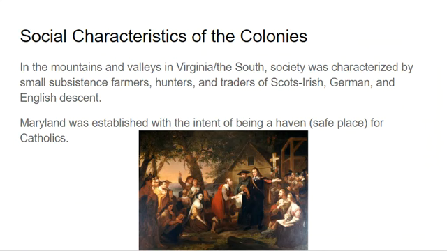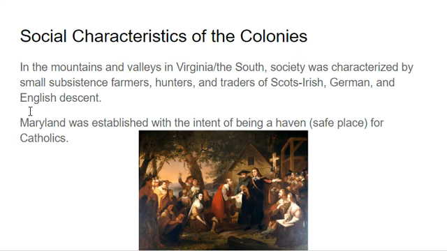So some social characteristics, just real briefly. You do have to know that in the mountains and valleys in Virginia, like the South, society was characterized by small subsistence farmers, hunters and traders of Scots, Irish, German, English descent. Remember, the people that were indentured servants, after they worked 4 to 7 years, they were free. They could go start their own farms. So a lot of them went to the mountains and valleys of Virginia, and they weren't wealthy, but they had small farms. They hunted for their food. They traded some stuff, and they were mostly from Scotland, Ireland, Germany, or England.